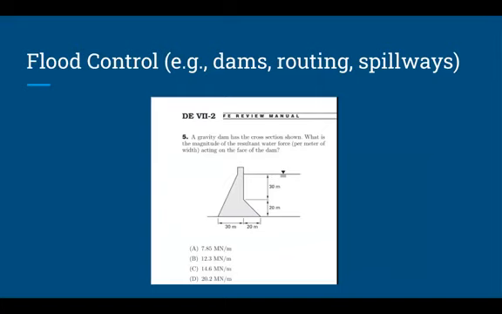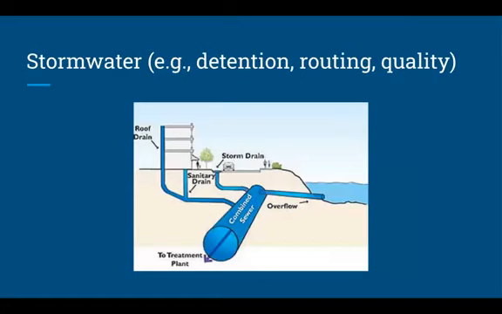And then for flood control, you're going to want to know how much pressure could potentially be behind a dam in case it were to rain. Do you need to use the spillway in order to avoid catastrophic failure? And for stormwater, things like detention time, the routing, and overall quality of that stormwater before it enters back into a system need to be addressed.